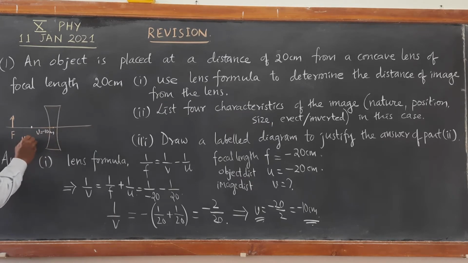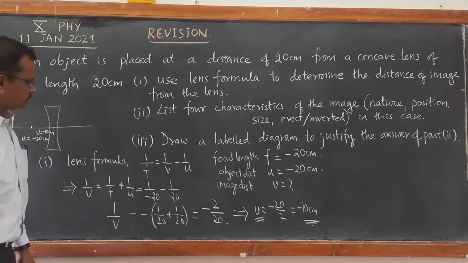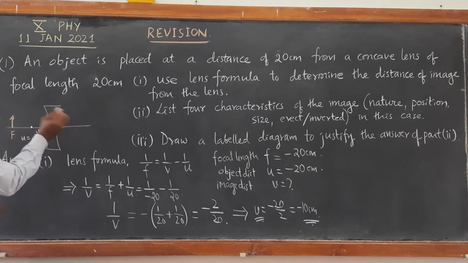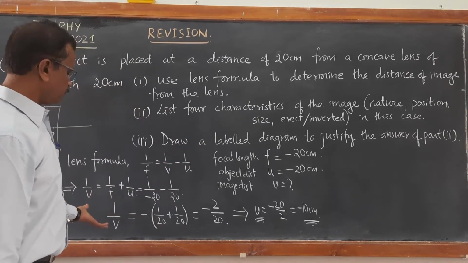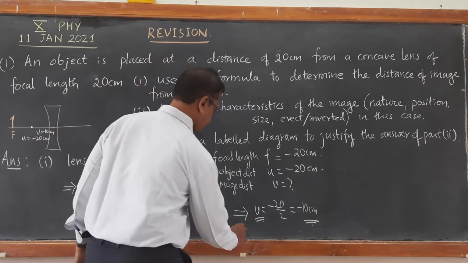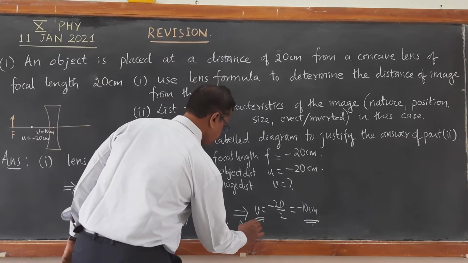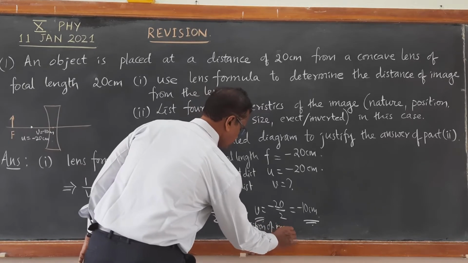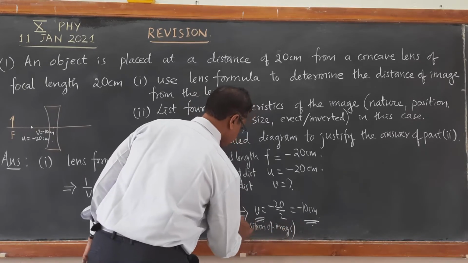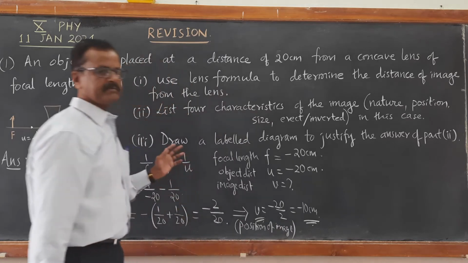Object distance is minus 20 centimeter. Focal length is also minus 20 centimeter. So the image is going to be formed on the same side. That's how we can find the position of the image. Position of the image is on the same side of the lens.